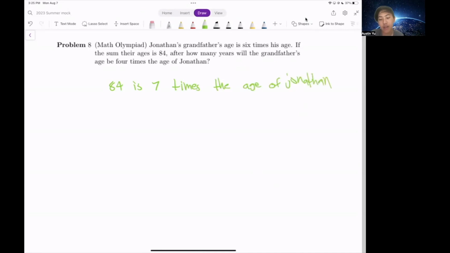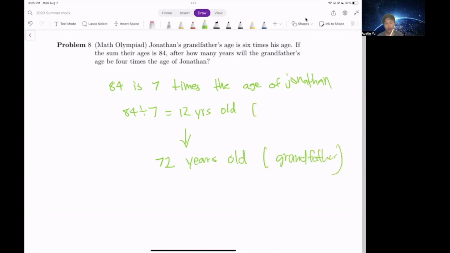Because it already says here that Jonathan's grandfather's age is 6 times his age, plus Jonathan's own age, that would be 7 times. And then hence Jonathan is 84 divided by 7, which is 12 years old. And this would mean that his grandfather is just 72 years old. Grandfather. Make sure to label it, and then Jonathan.